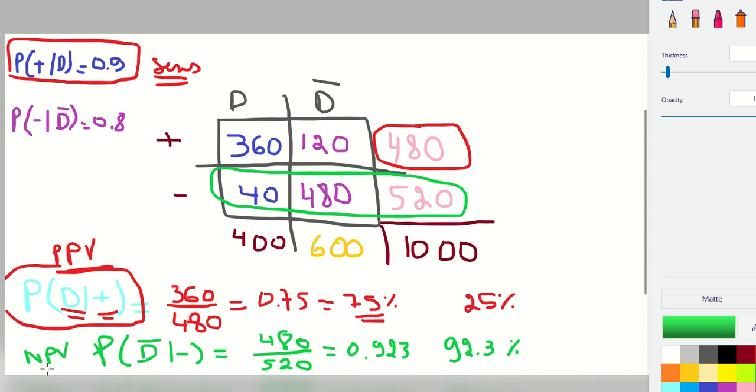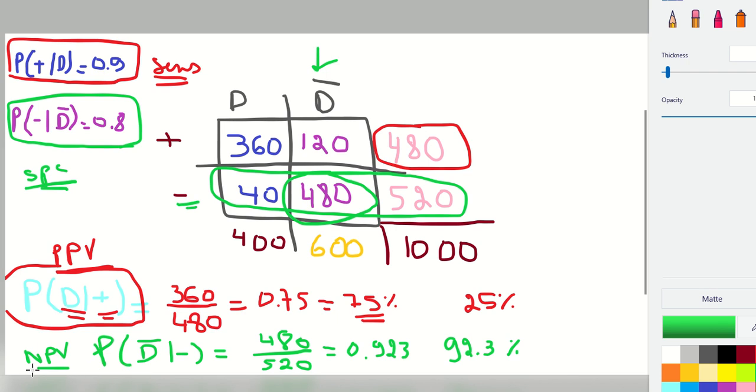Again, let's compare the negative predicted value to this. This is what we call the specificity of the test. Specificity means this test is capable of correctly labeling 80% of the healthy. So out of all the healthy, 80% end up being negative, okay?